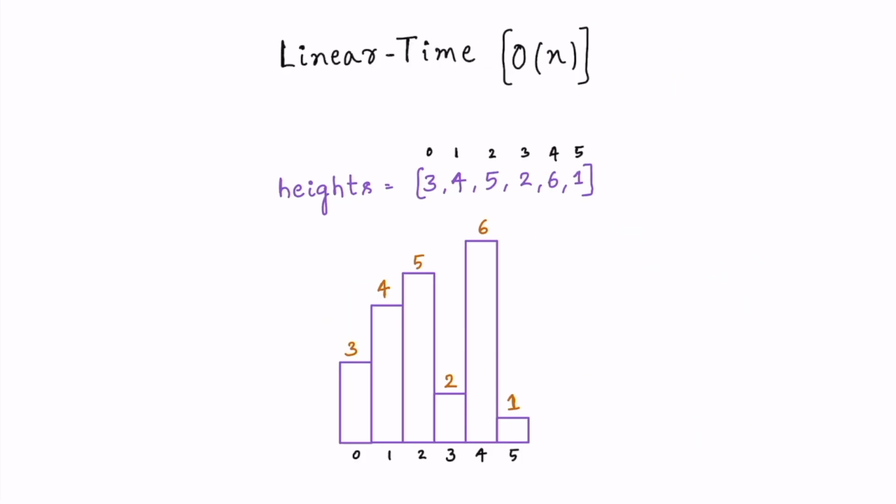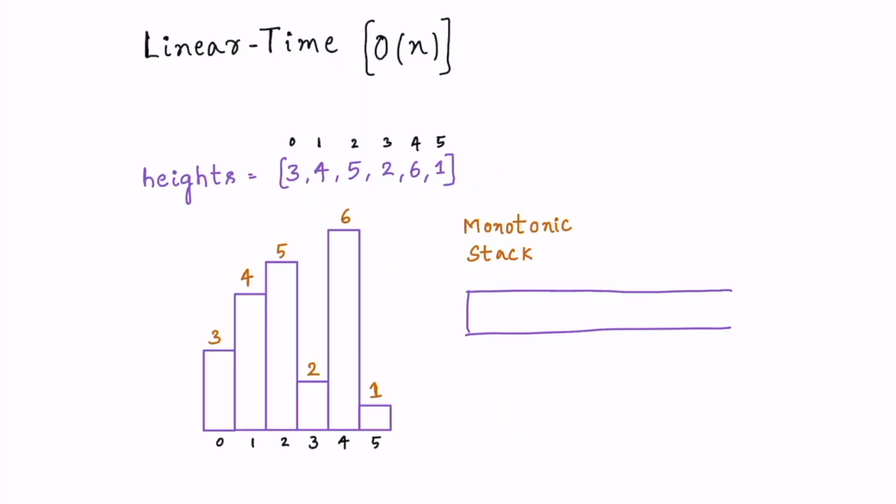In the previous approach, for each bar as the minimum height, it takes O(n) time to find the left edge and the right edge of the maximum rectangle with this bar as the minimum height. We have to reduce this from O(n) to O(1) time. By that I mean, for each bar as the minimum height, we need to find the left edge and the right edge of the maximum rectangle formed using this bar as the minimum height in O(1) time, constant time. The way to do that is using a monotonic stack, where we store the heights in the increasing order.